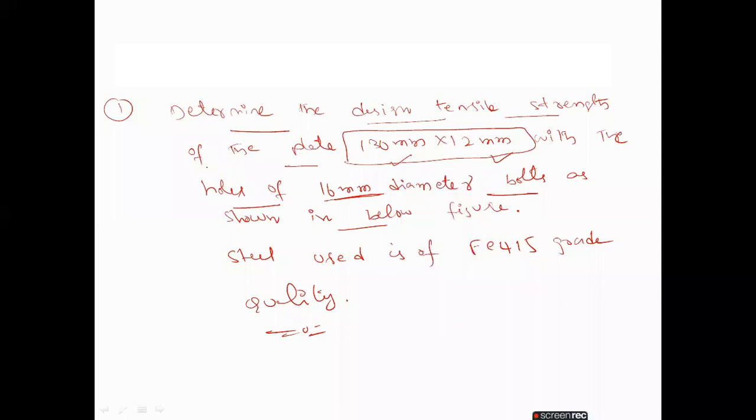My dear students, in this class we are going to discuss the design of a tension member problem. In this problem we have to calculate the design tensile strength of the plate. The plate dimensions are 130 mm and 12 mm, with holes for bolts of 16 mm diameter as shown in the figure, and the steel grade is Fe415.